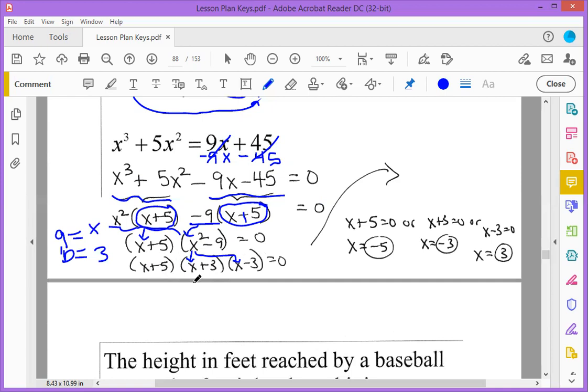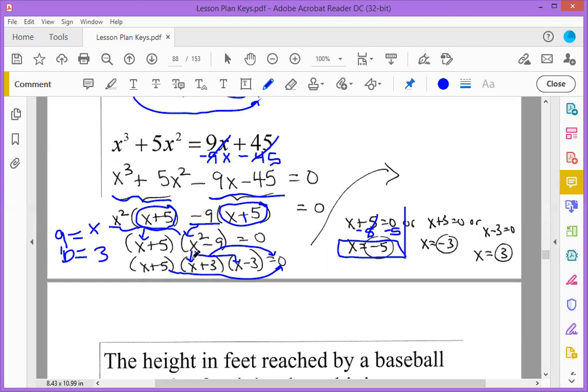Now after we're done factoring, we don't stop there. We're going to set each of these factors equal to 0 and solve. So first, x plus 5 equals 0. We're going to subtract 5 from both sides of this equation. The 5s will cancel on the left side, leaving x, and on the right side, 0 minus 5 gives us negative 5. So one of our solutions is negative 5.